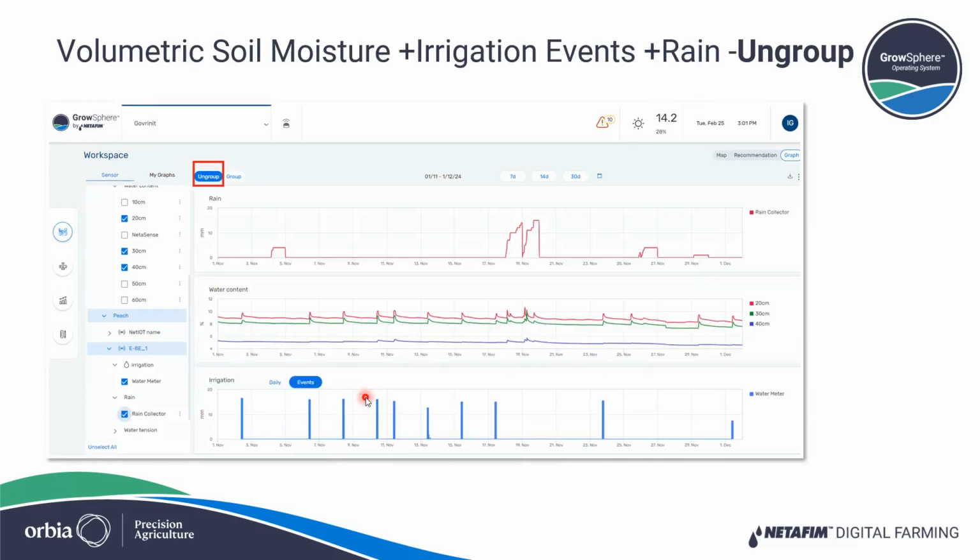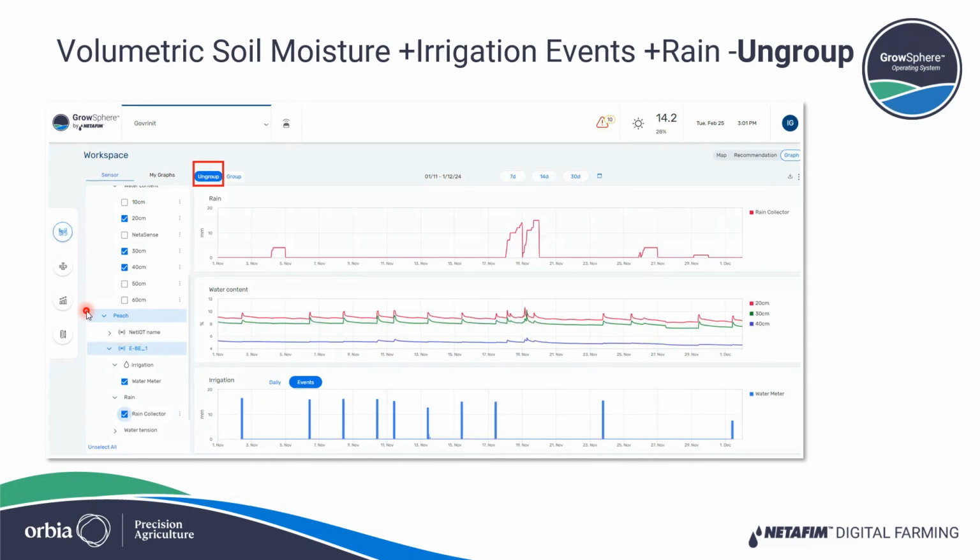Now I added also the rain collector. I can choose from my list which one of the sensors I would like to present, and I can add it. If it is a sensor group that was not presented, it will open a new chart. And now I have 3 different bars, 3 different graphs. Now, the information is very good.